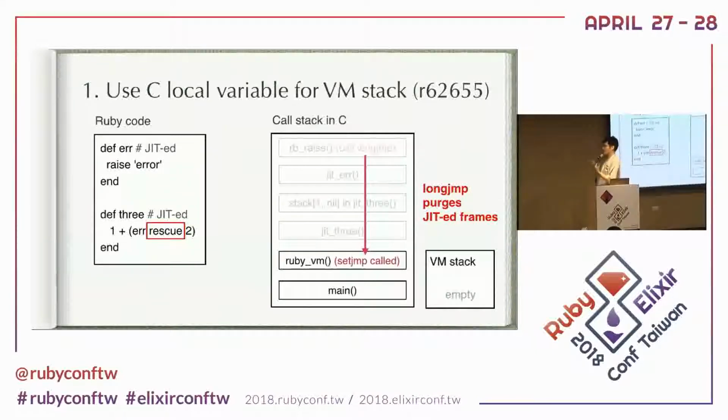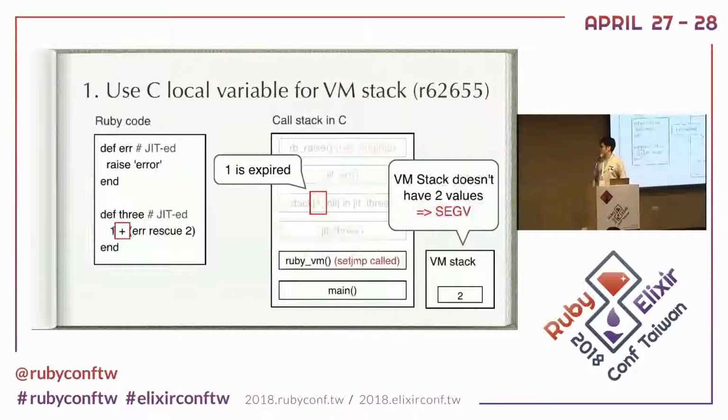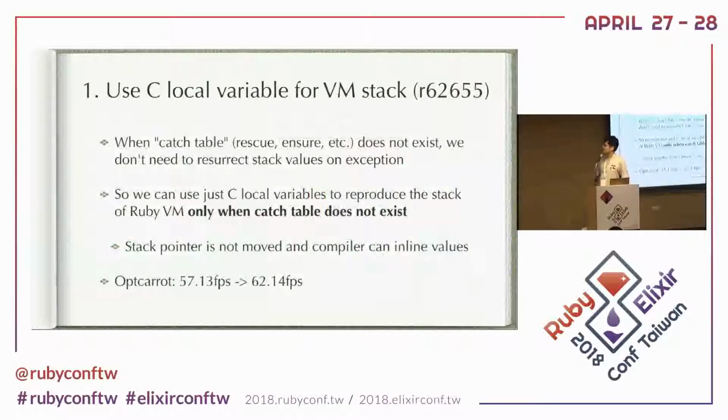So we don't know how to pass the 2 to another receiver. So it causes a segmentation fault. So using the C local variable to the VM stack is problematic for this situation.